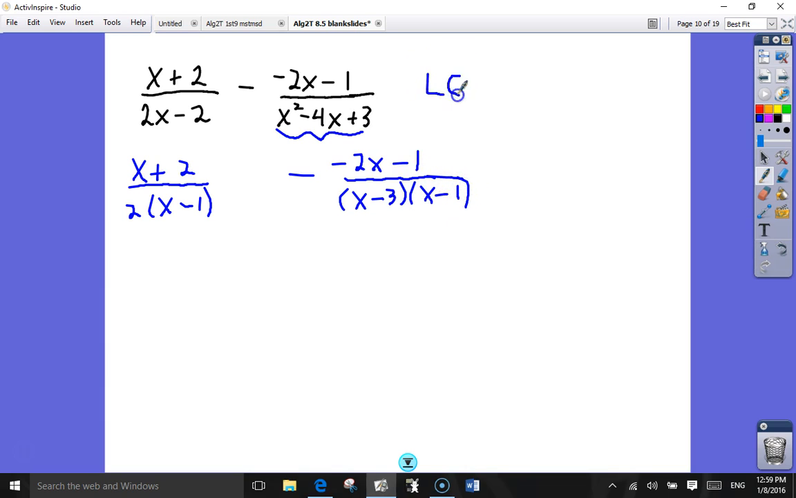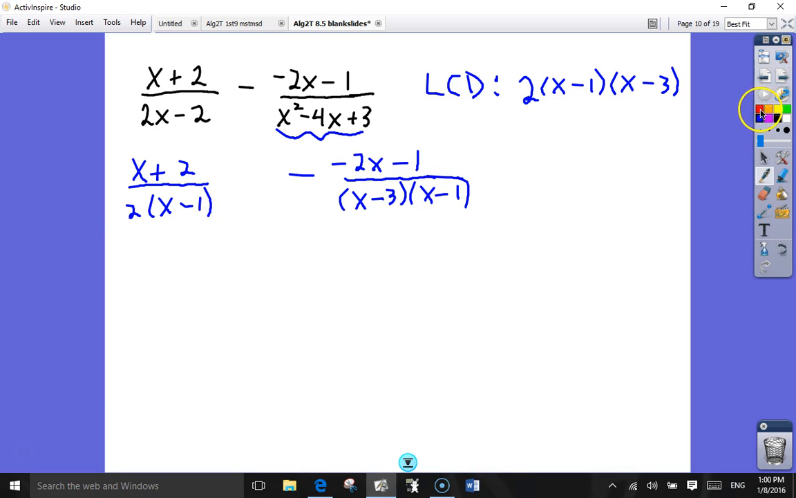So the LCD should have every factor that we see in either denominator the most times that we see it. So it should have a 2 and an x minus 1 from the first fraction. And it should have an x minus 3 from the second fraction. Do we need to write x minus 1 again? No. It's in both fractions once, so it's in the LCD once.